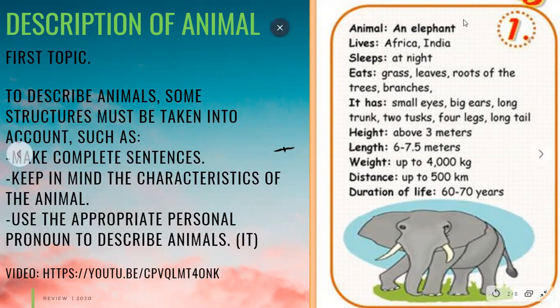For example, an elephant lives in Africa and India, sleeps at night, and eats, grazing on leaves dropped from the trees. It has small eyes, big ears, a long trunk, four legs, and a long tail. Height: above 3 meters. Length: 6 to 7.5 meters. Lifespan.